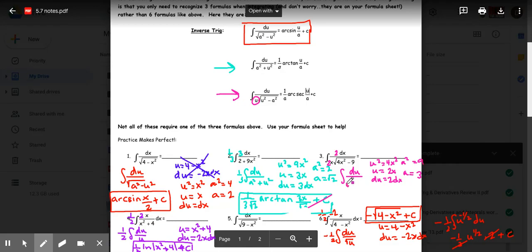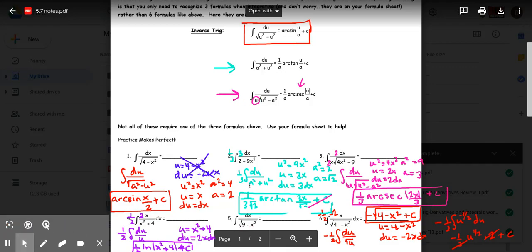All right. So you have a u square root of u squared minus a squared. Okay. And this integrates to 1 over a. So 1 over 3 arcsecant of the absolute value of u, which is 2x. I'm following this formula right here. Over a, which is over 3, plus c. All right, there you go.